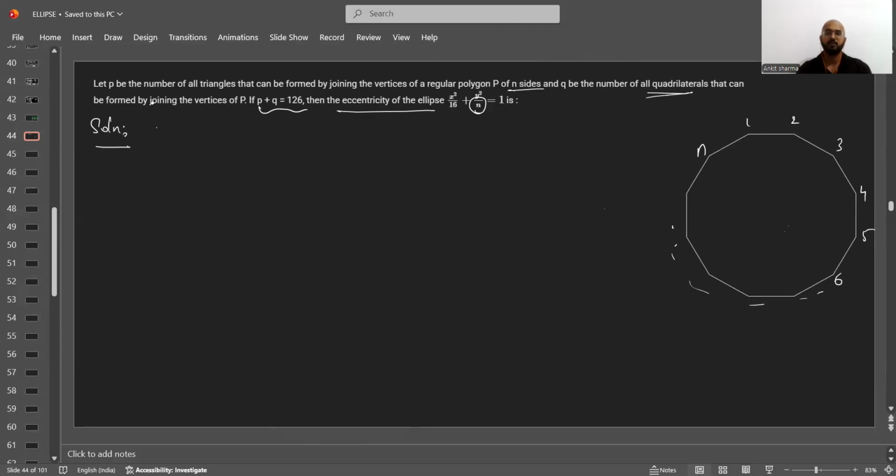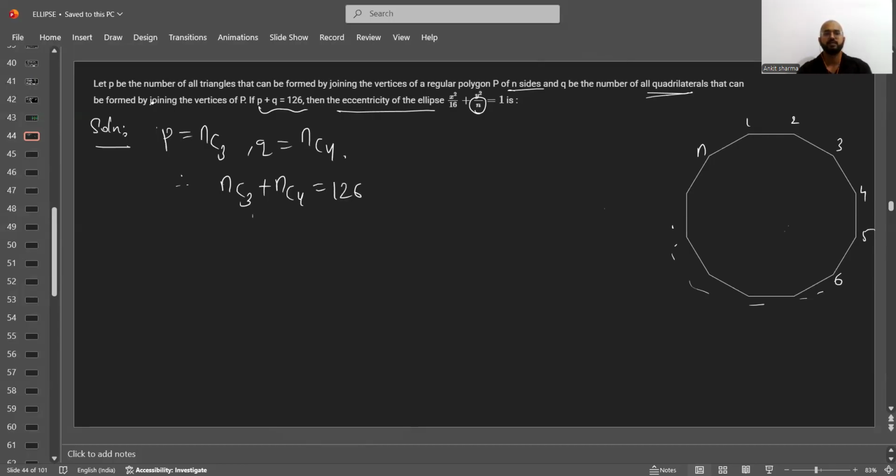That means to form the triangle, I just need any 3 points. So P will be equal to simply nC3, because P is the number of triangles. And Q is the number of quadrilaterals basically. For quadrilaterals, we just need any 4 points. So Q is going to be nC4. So from here we get nC3 plus nC4 is equal to 126, which is given.